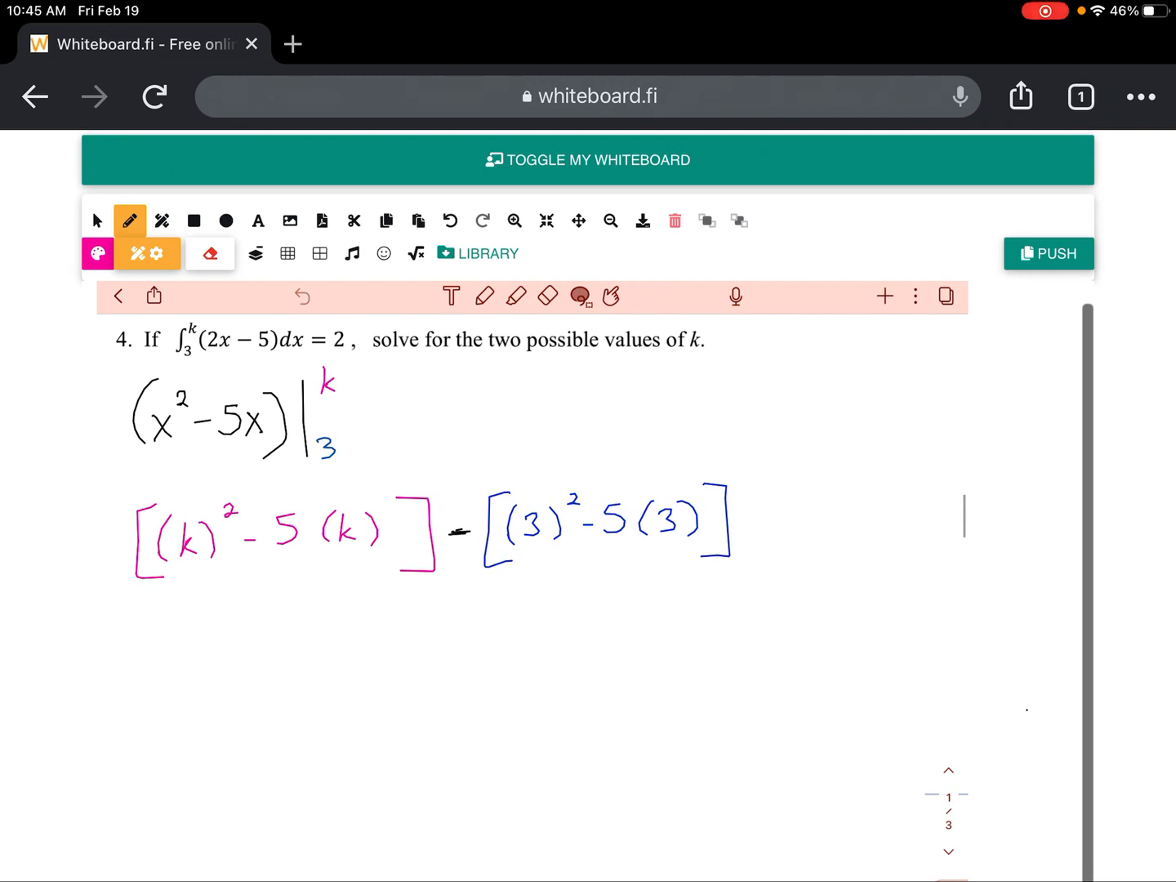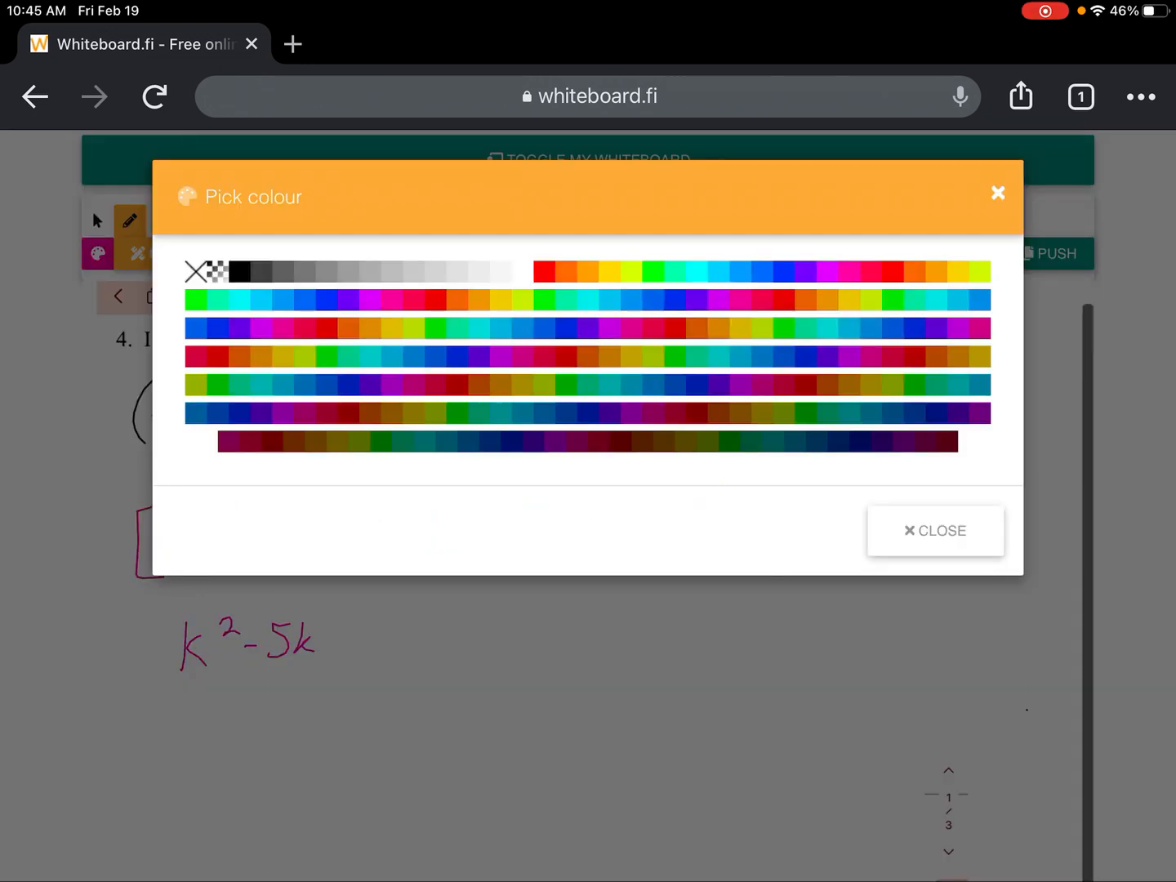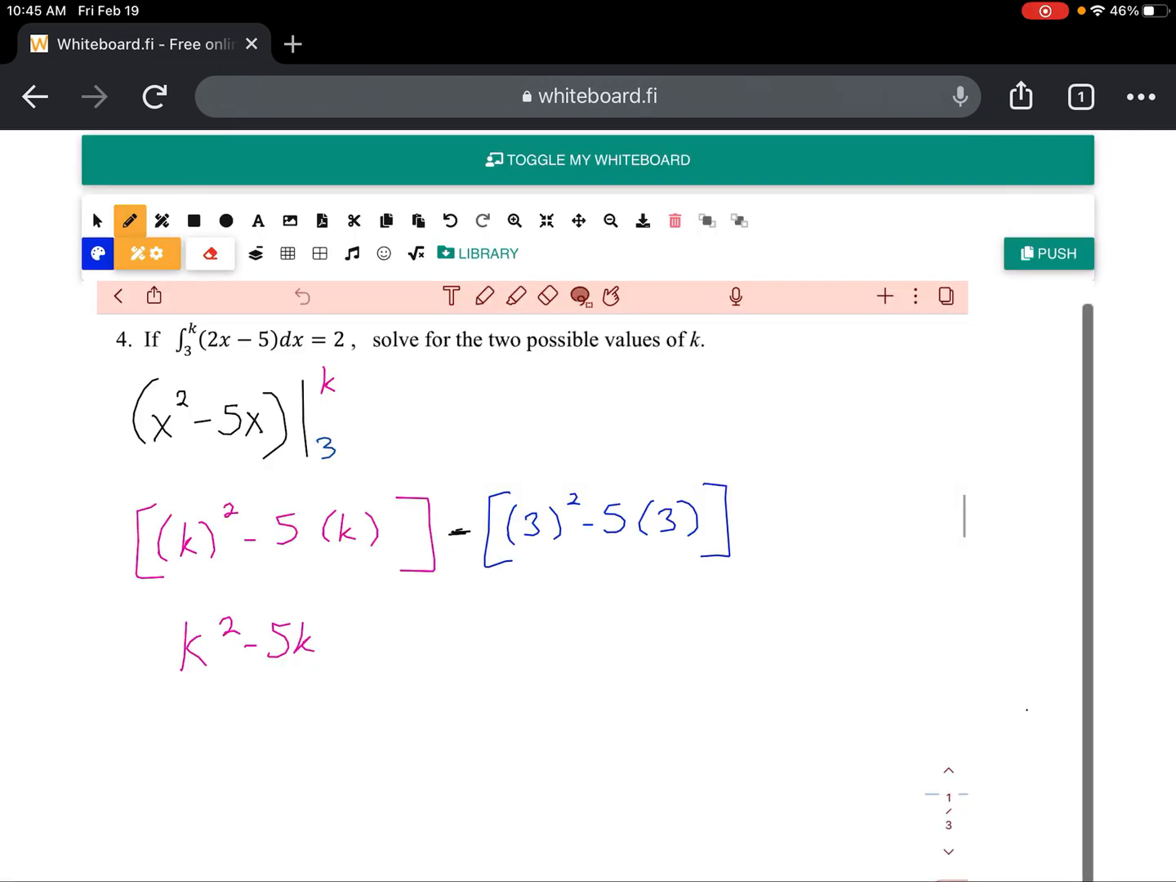Okay, let's work this all out. The pink is k squared minus 5k. There's not a lot we can do with that. We were told to solve for k, so we know we'll have k equals something at the end. Blue brackets, we've got 3 squared is 9, minus 5 times 3 is 15. So this is k squared minus 5k minus a negative 6 turns into a plus 6.